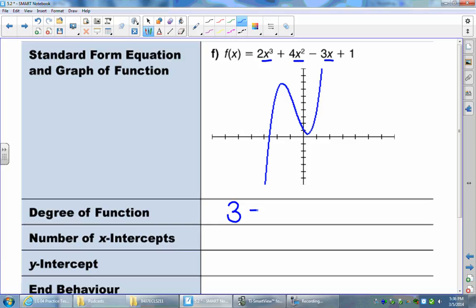Now we could also tell by looking at the graph, this is clearly a cubic function. Okay, and cubic functions always have a degree of 3.